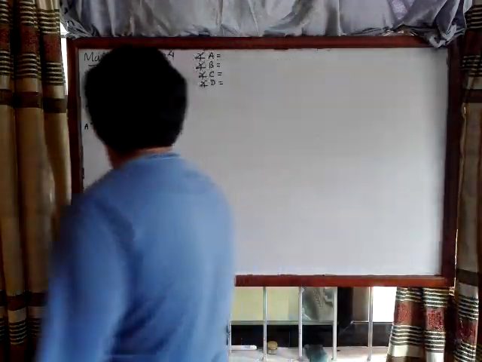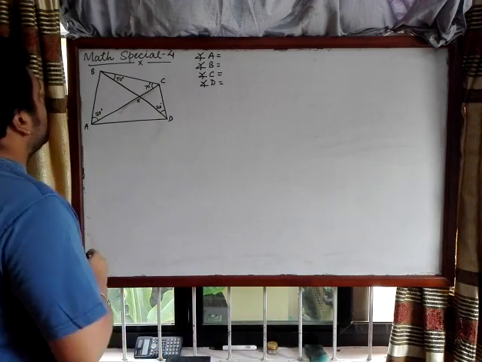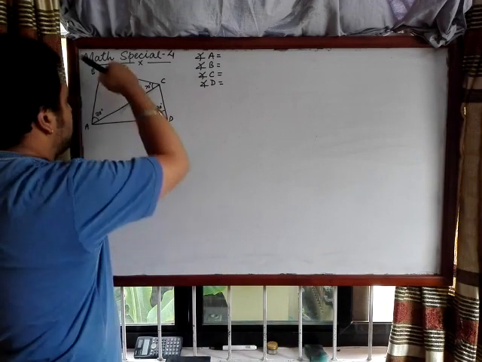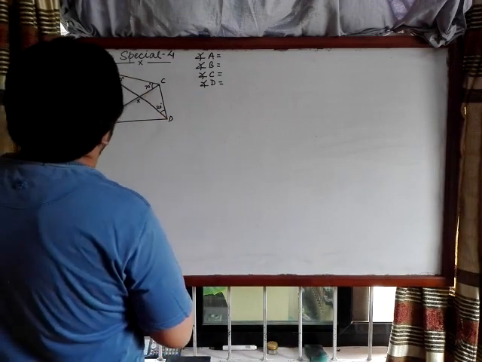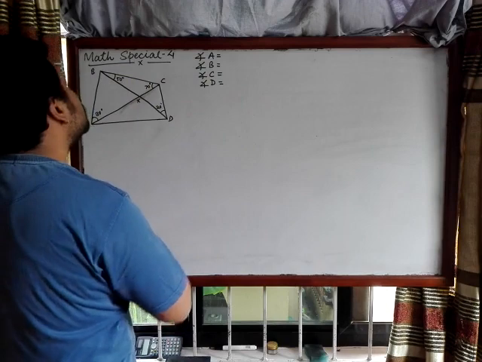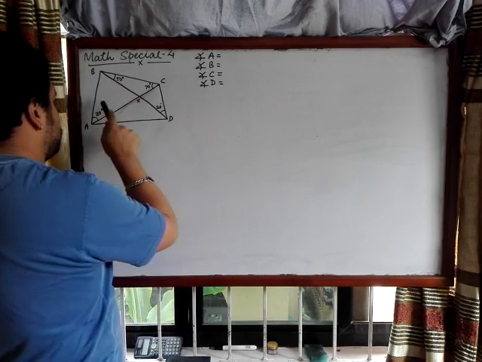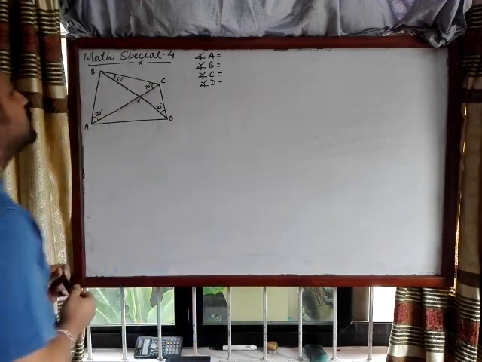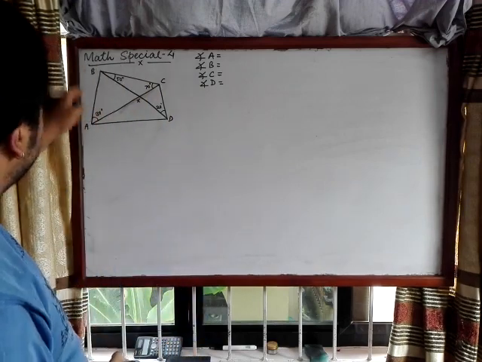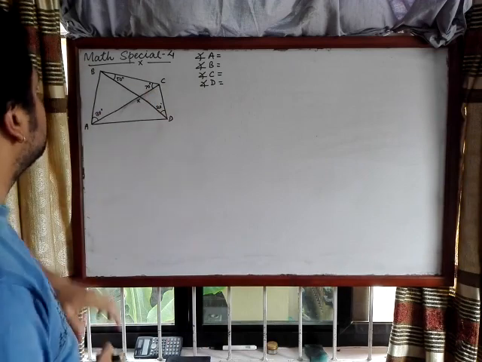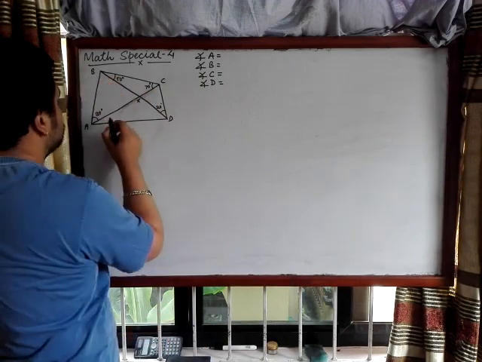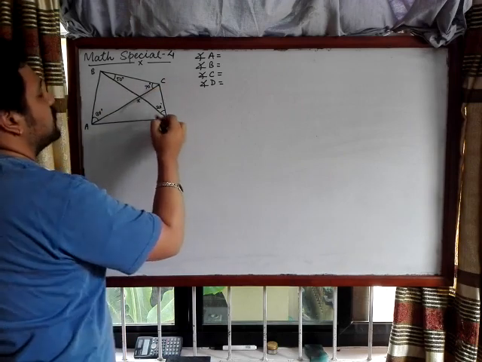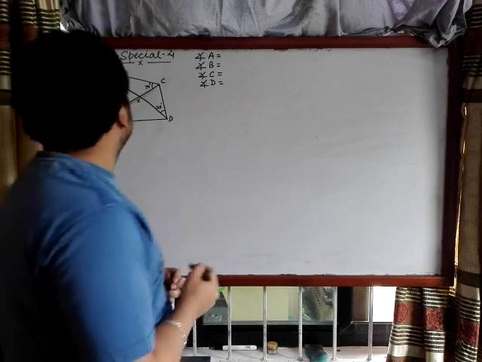Okay, let's start. What we are given is a quadrilateral ABCD with two diagonals AC and BD, and they intersect at the point X. We are also given the measures of these angles, as you can see in the figure. We need to find all the angles: angle A, angle B, angle C, and angle D. That's what we need to find.